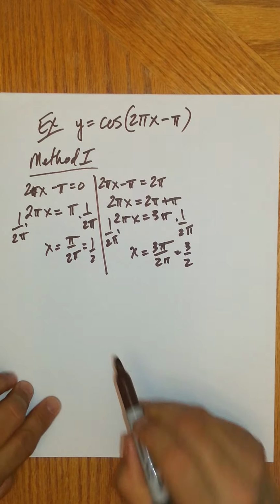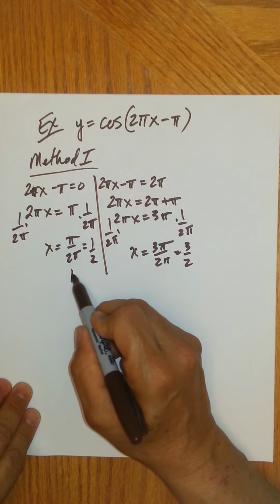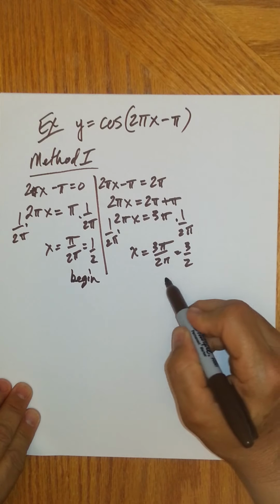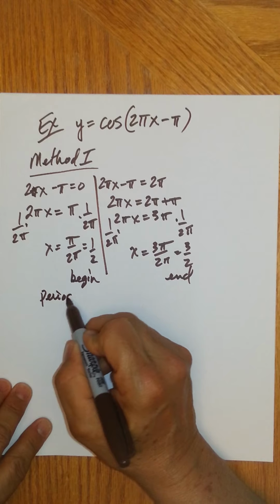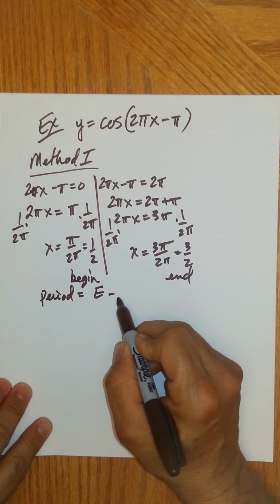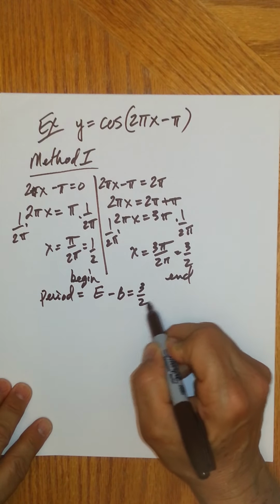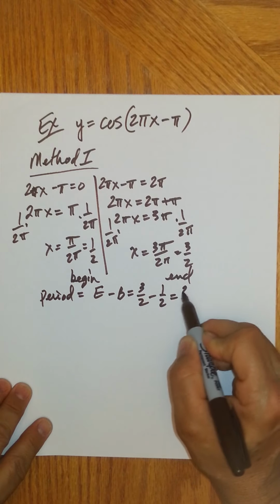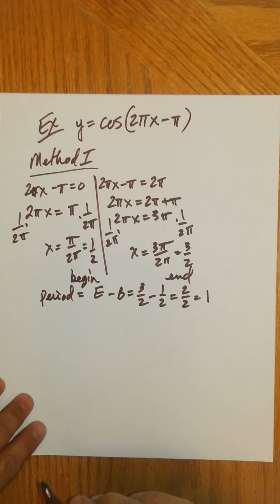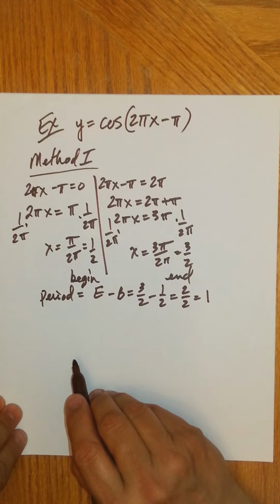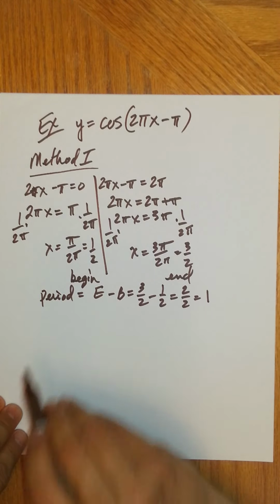All right. So I begin at 1/2. I end at 3/2. The period is end minus beginning. So 3/2 minus 1/2 is 2/2 or 1. So the period is 1, and that's understood to be 1 radian, right? So let's go ahead then and draw this out so you can see. Oh, actually, let's go ahead and find the quarter points.